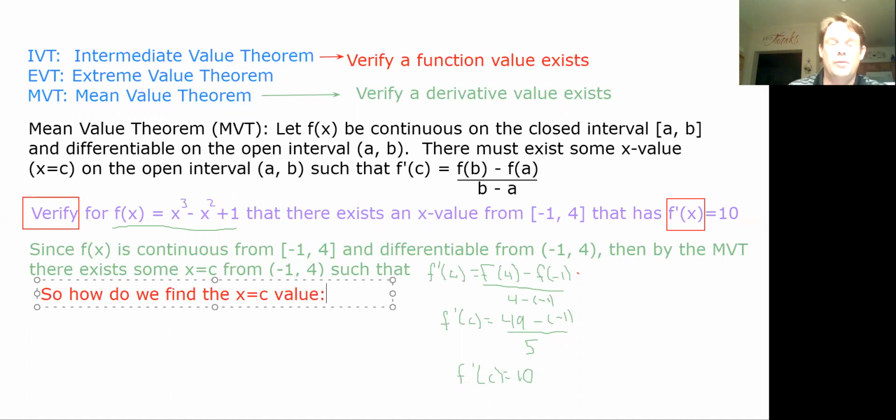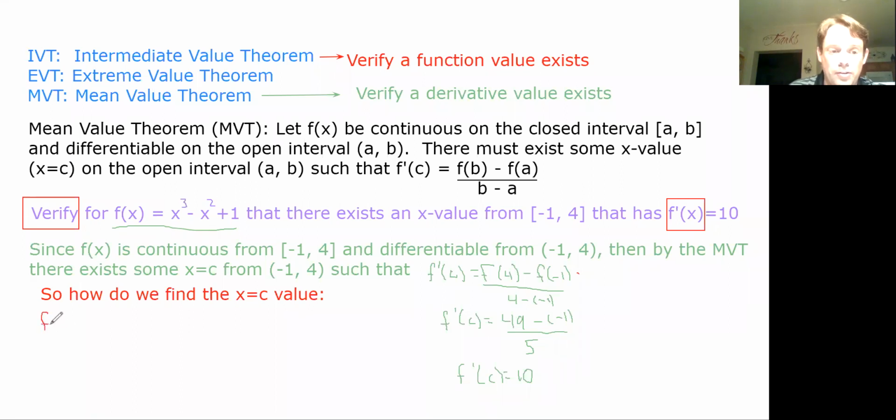How do we find it? Well, what does this say? It says I'm going to have a derivative. I know the derivative somewhere is going to be equal to 10. So if we want to find this, we're going to go back where our function is, and we're going to find that derivative.